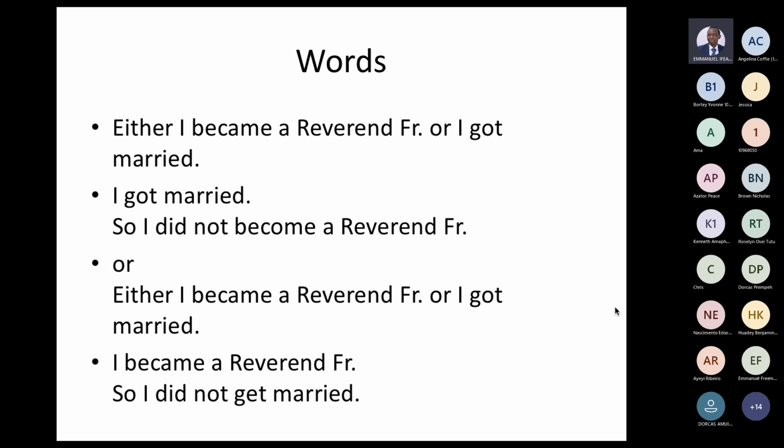Now let's put it in words. Either I became a reverend father or I got married. I got married, so I did not become a reverend father. Or either I became a reverend father or I got married. I became a reverend father, so I did not get married.